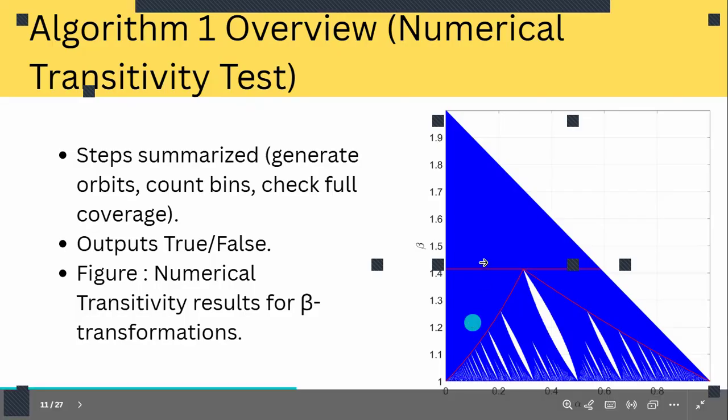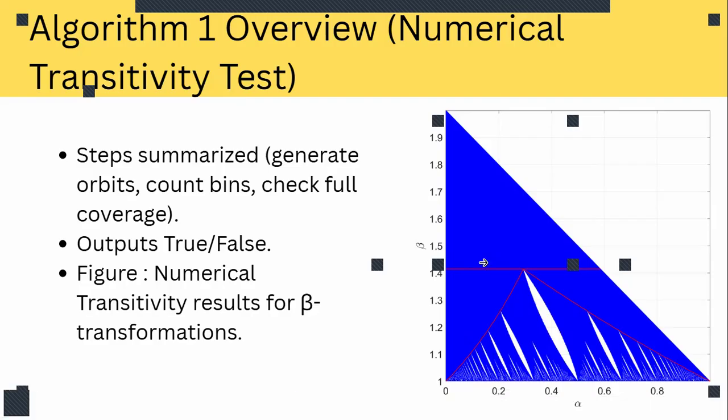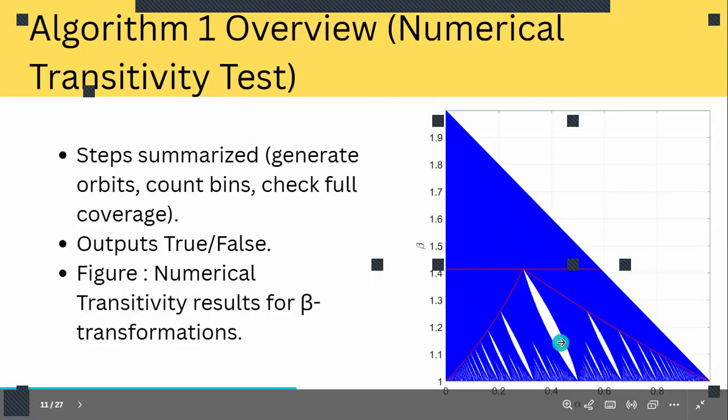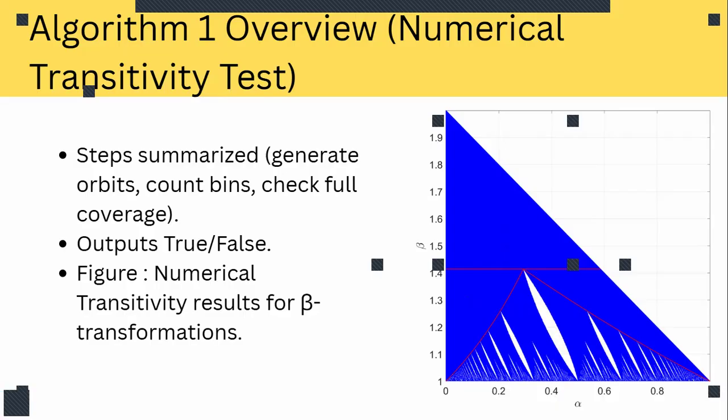So here is the image of numerical transitivity which we have performed on the beta transformation. This blue region is where it is numerically transitive, and the white region is where it is not numerically transitive. It is not following the test.